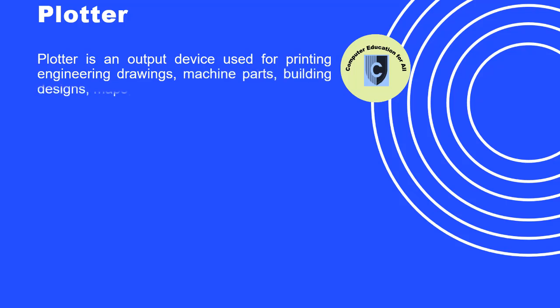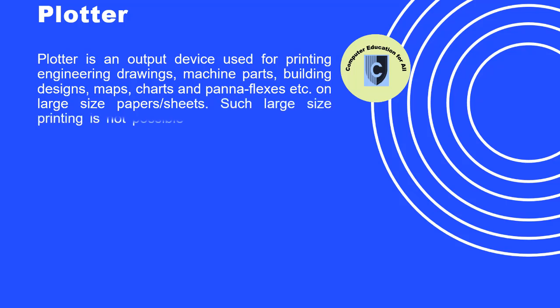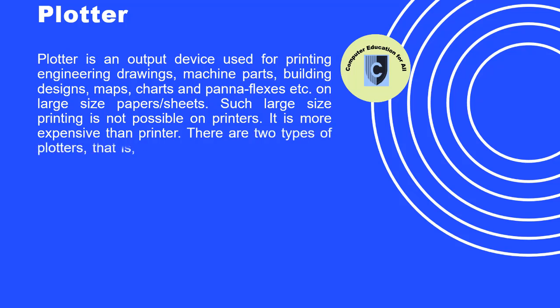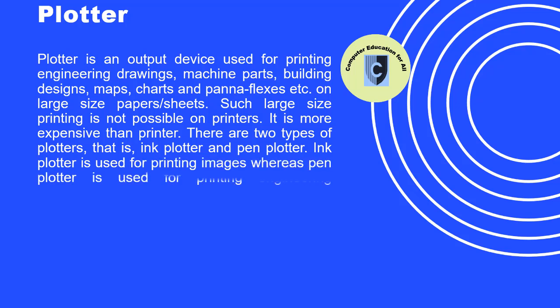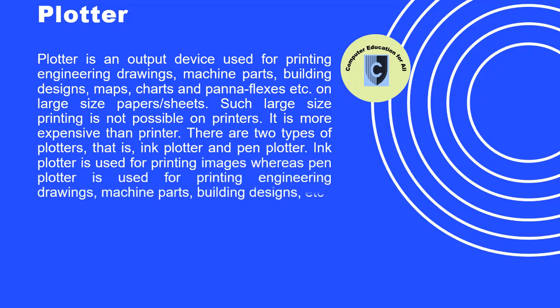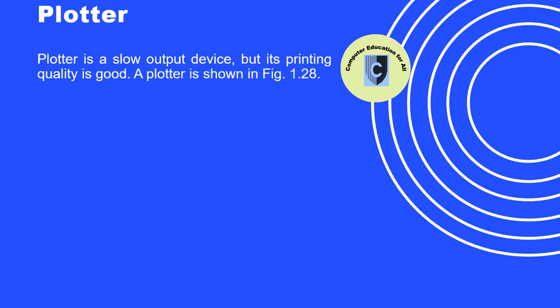Plotter. Plotter is an output device used for printing engineering drawings, machine parts, building designs, maps, charts, and panaflexes, etc. on large-size paper sheets. Such large-size printing is not possible on printers. It is more expensive than printer. There are two types of plotters, that is, ink plotter and pen plotter. Ink plotter is used for printing images, whereas pen plotter is used for printing engineering drawings, machine parts, building designs, etc. Plotter is a slow output device, but its printing quality is good. A plotter is shown in Fig. 1.28.